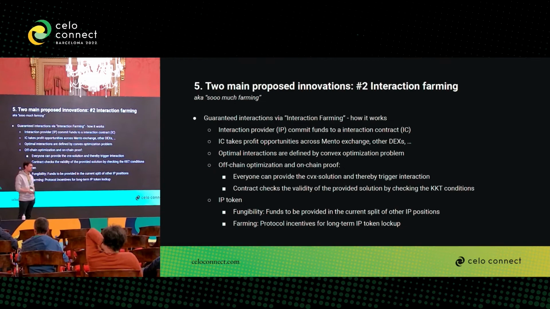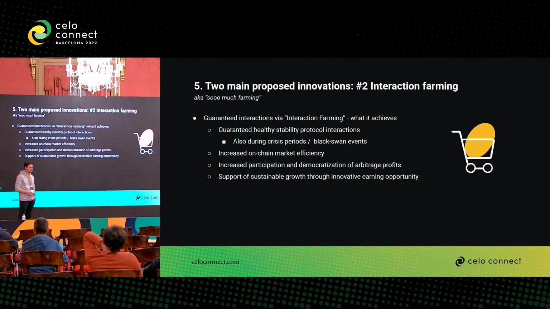IP tokens work very similar then to collateral provider tokens or liquidity provider tokens for that matter. Okay, so what does it achieve? Well, I think it's pretty obvious. We have guaranteed healthy interactions with the protocol that happen at all points in time, and improved market efficiency and so forth.